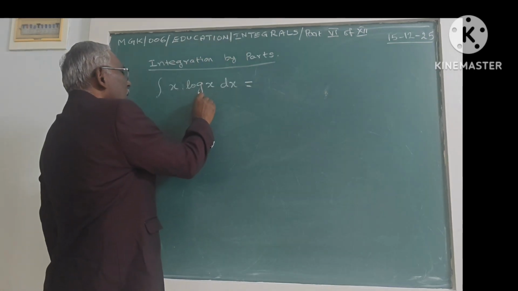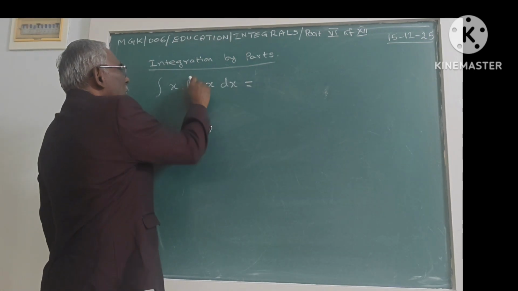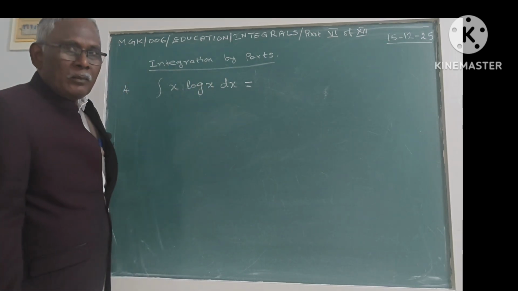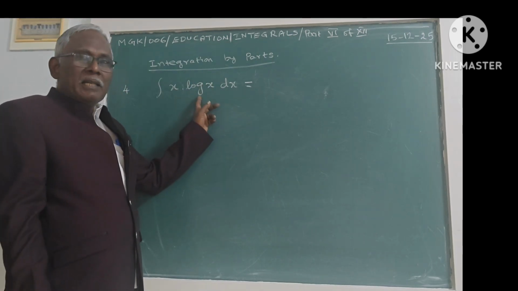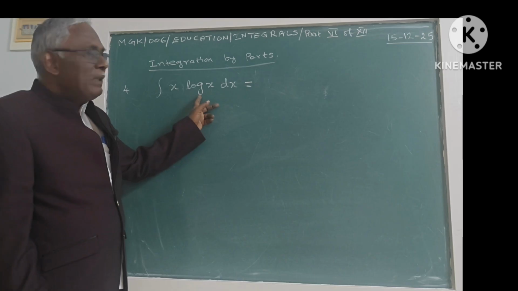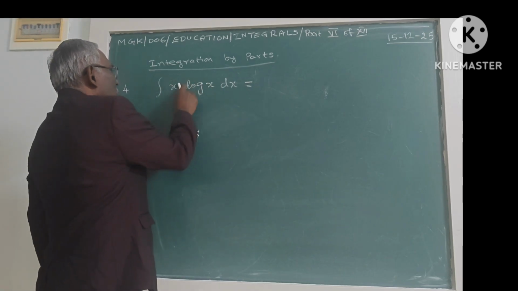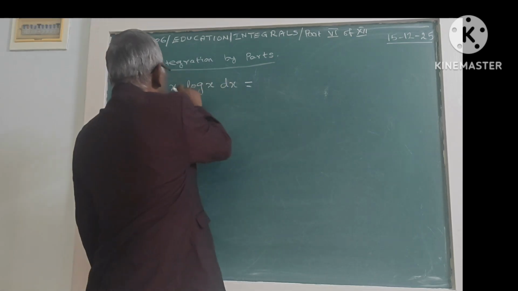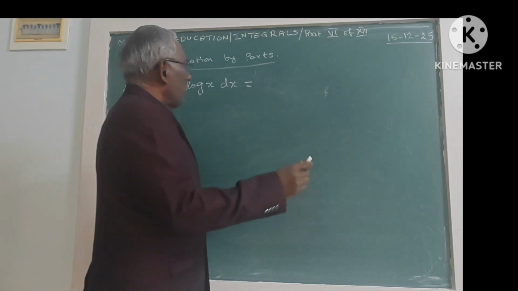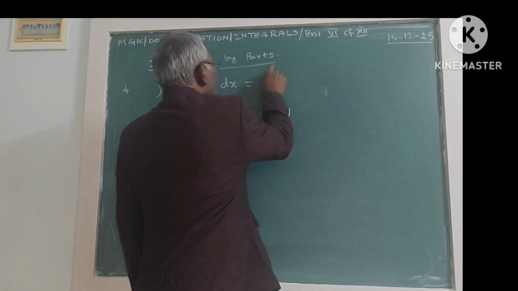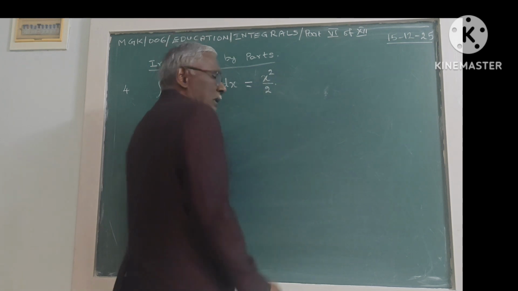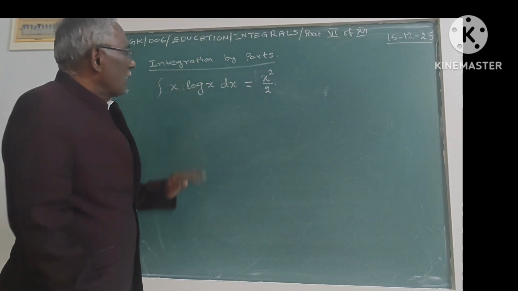Here in this problem it is not possible to integrate log x. We can only differentiate log x. It's not possible to integrate log x as such. So that means we have to integrate x only here. If we integrate x, what will come? x square by 2 into the second function, log x.